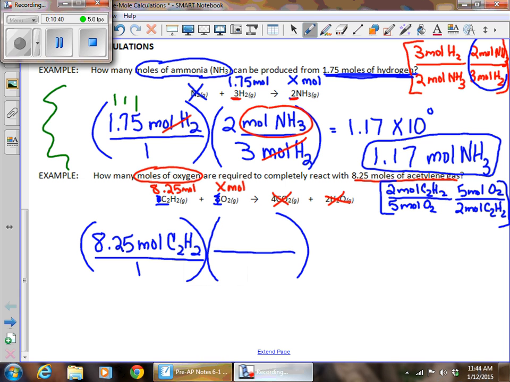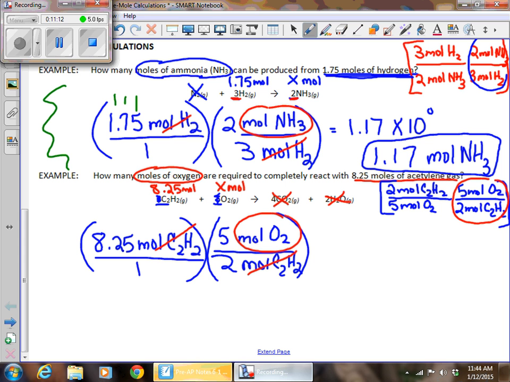Now remember, I want to make sure that I am canceling out or reducing to 1 my moles of C2H2. So those are going to go on the bottom. So it looks like the mole ratio that I need to use is this mole ratio, the one that has the 2 moles of C2H2 on the bottom with the 5 moles of O2 on top. That's going to cancel moles of C2H2, and I'll be left with moles of oxygen.